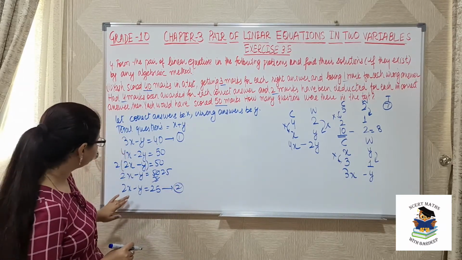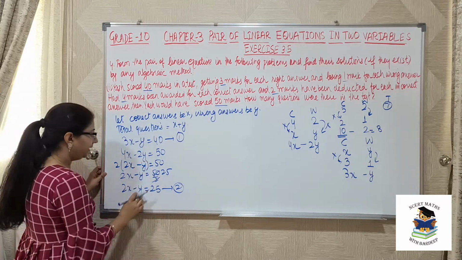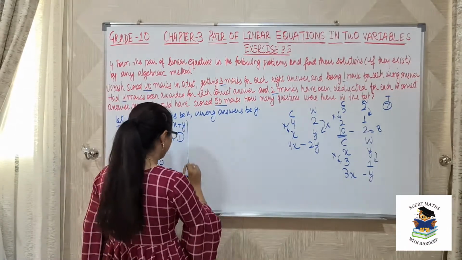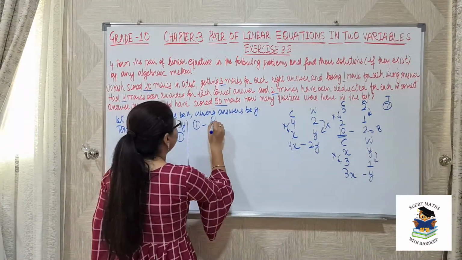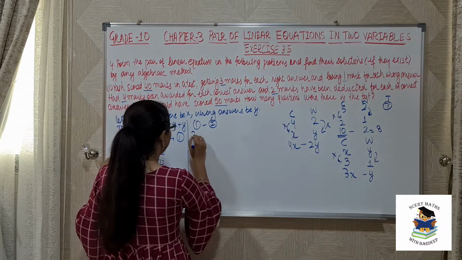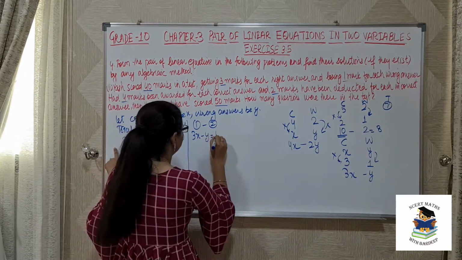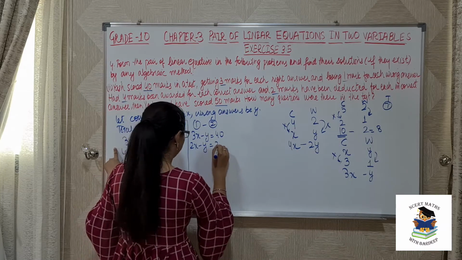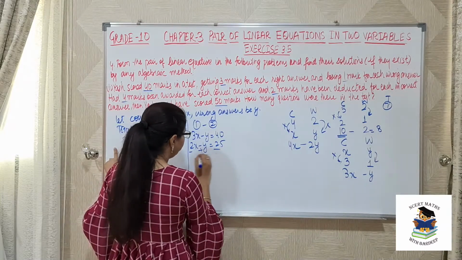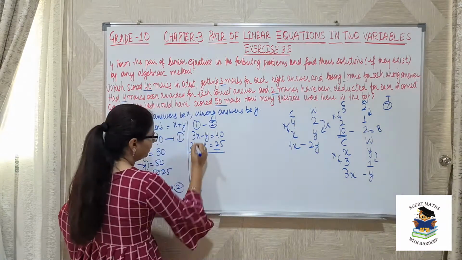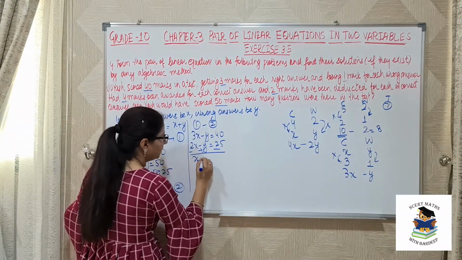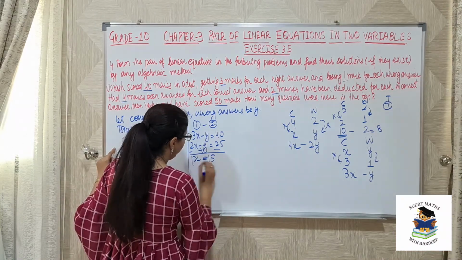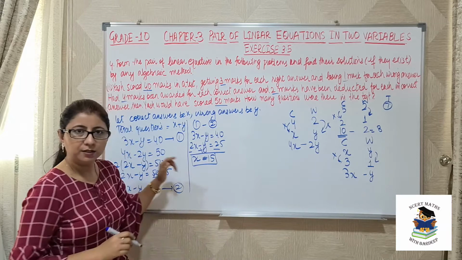Again, we can see y is the same in both cases, so just subtract them. The first is 3x minus y equals 40. The second is 2x minus y equals 25. Subtraction means change the signs. This is cancelled. So 3x minus 2x is x. 40 minus 25 is 15. So x is equal to 15 in our case.